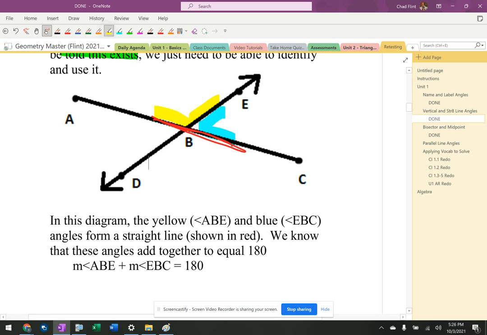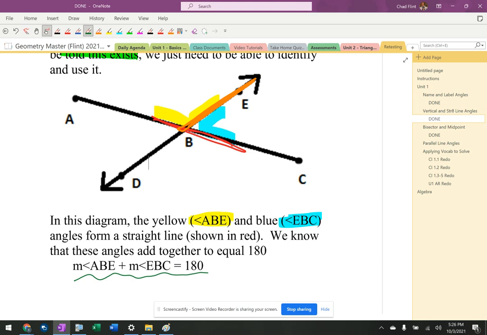So in this picture, again, I've got a highlight here. I've got ABE, which is yellow. I have EBC, which is blue. Those two angles, they share a side in common. All right, they share that orange side in common right there. So they're back to back, and together they make that red straight line that I have drawn there. And what that tells me is that the angle measurements have to add up to equal 180.